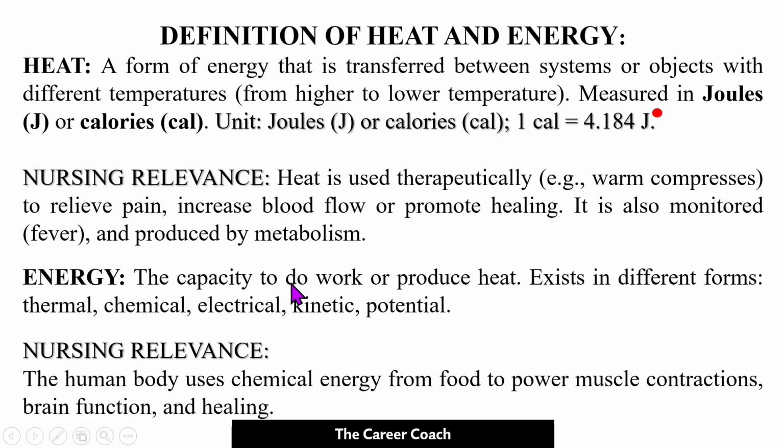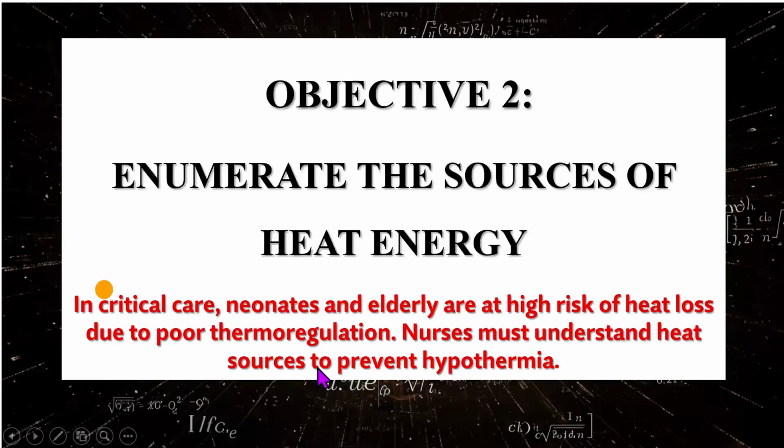The next we'll define is energy. Energy is the capacity to do work or produce heat. It exists in different forms: thermal energy, chemical, electrical, kinetic energy, and of course potential energy. What is the nursing relevance of energy? The human body uses chemical energy from food to power muscle contraction, brain function, and healing.